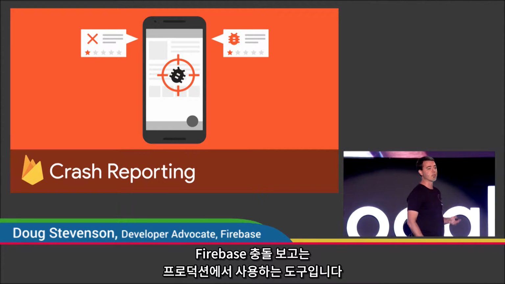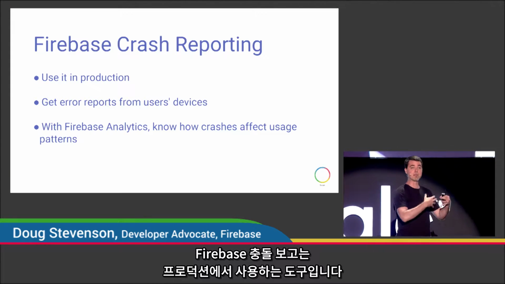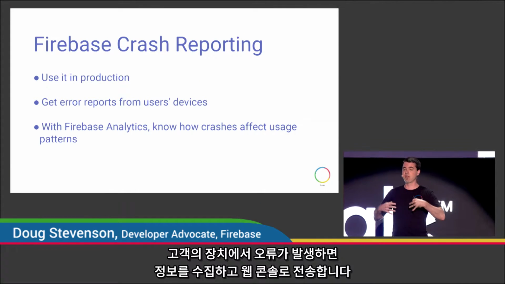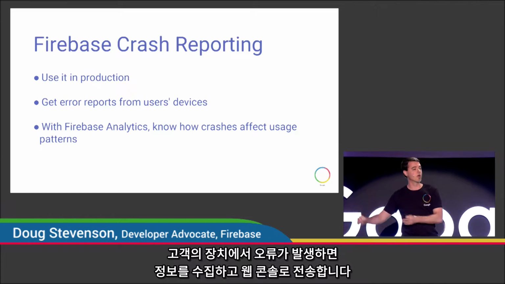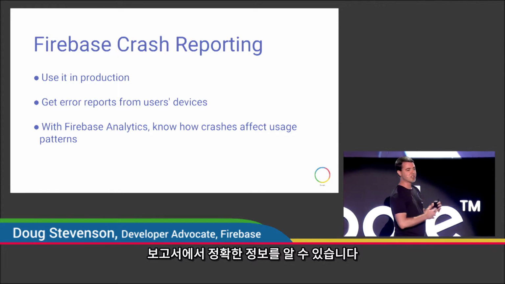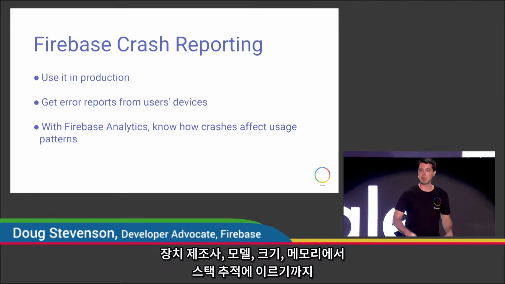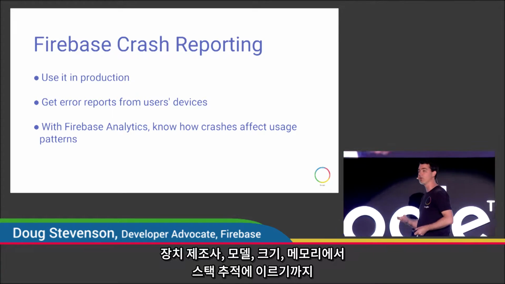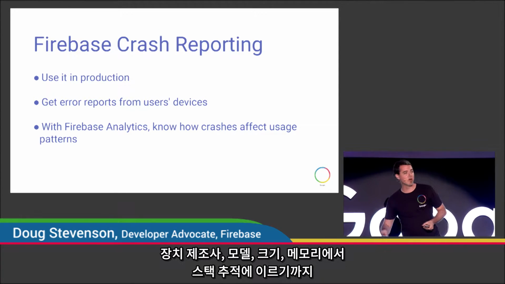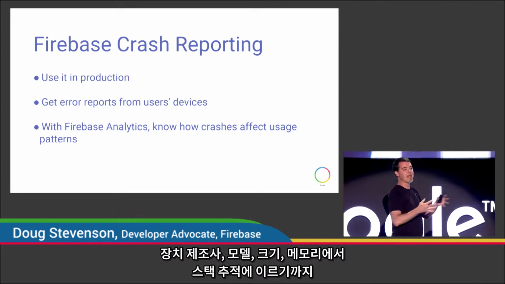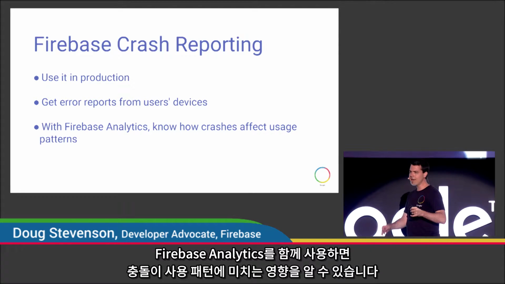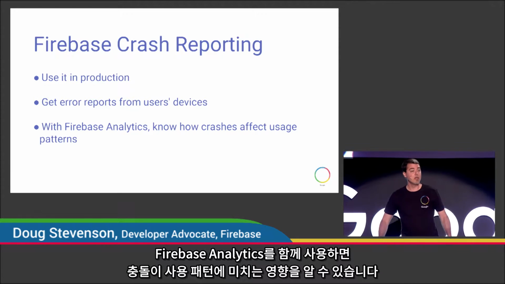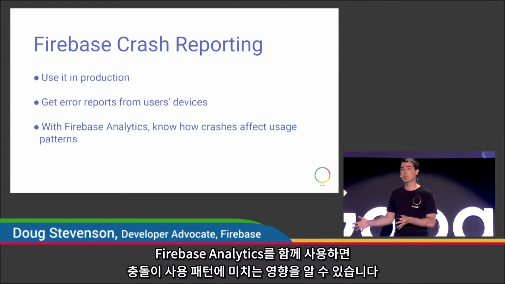With Firebase crash reporting, this is a tool you use in production. So if there's an error on a customer's device, that will get collected and transmitted and sent to our web console. Now, with each report, you'll know exactly what happened. You'll know the device make, model. You'll know its size, memory. You'll know the stack trace, everything that happened that led up to the event. And in combination with Firebase Analytics, you can know how crashes affect the usage patterns of your app.